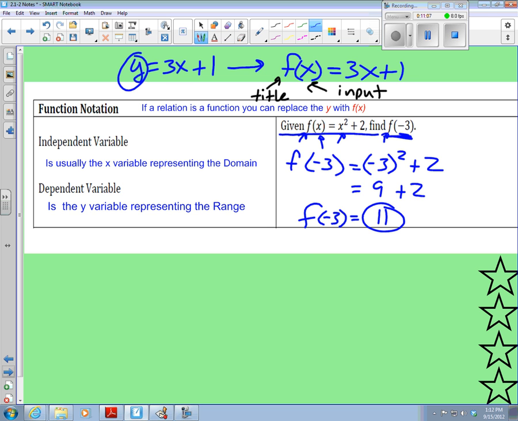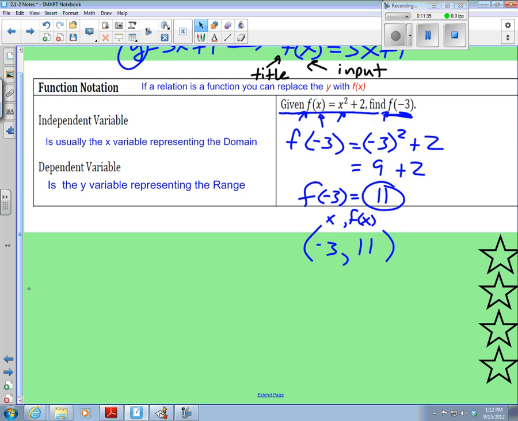If you want to write it as an ordered pair, this is what it would be. Well, x and f of x. Now remember, f of x is the same thing as y. We plugged in negative 3 for x, so the negative 3 goes right here. And the 11 is what you get for f of x or y. Negative 3, 11. Negative 3 would be your domain, and 11 would be your y. Let's try a few more of these.